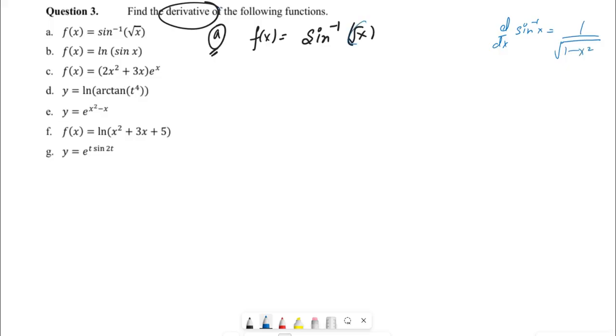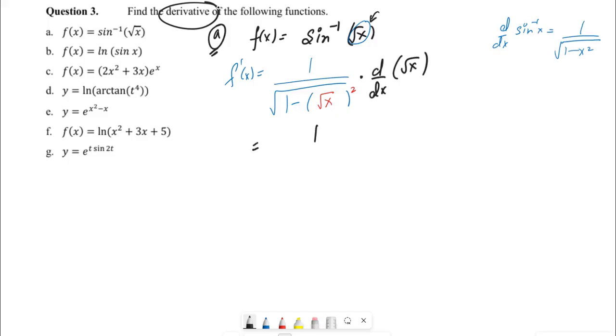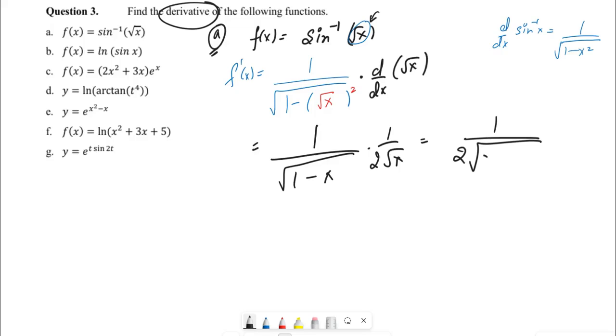Here the inside function is root x. So when you find the derivative, it is 1 by square root of 1 minus the square of root x, times, because of the chain rule, the derivative of root x has to be done. 1 by square root of 1 minus root x square, which is just x, times the derivative of root x, which is 1 by 2 root x. So you can write this answer as 1 by 2 root x times the square root of 1 minus x.